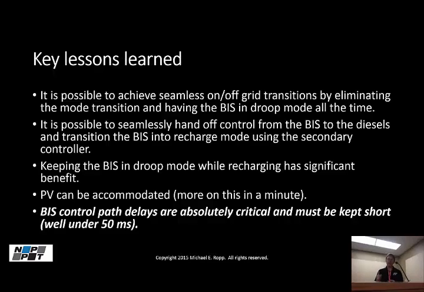The key lessons learned were that you can make these seamless transitions. There are several ways to do it. We did it by using the droop controls all the time. We achieved the seamless transition between BIS control and generator control. There was a lot of benefit to keeping the BIS in droop mode while recharging. I'm going to talk about accommodating some PV here, but we also talk about the control path delays. You've got to keep the control path delays short.